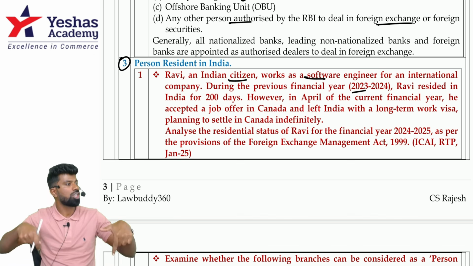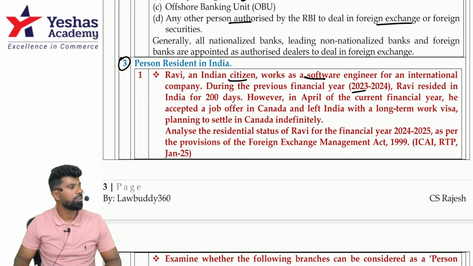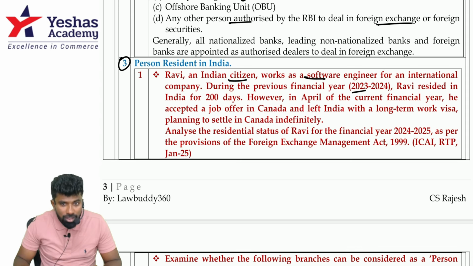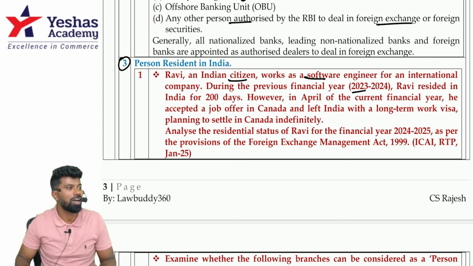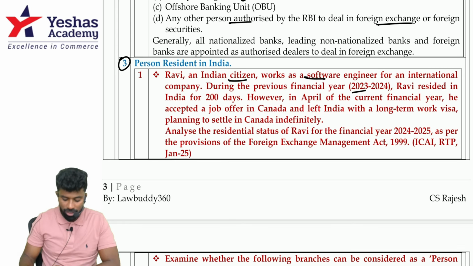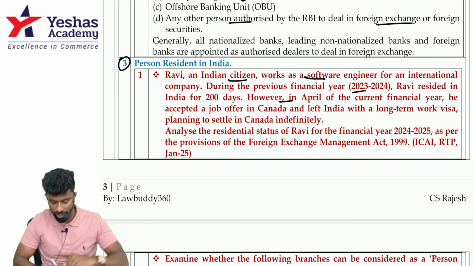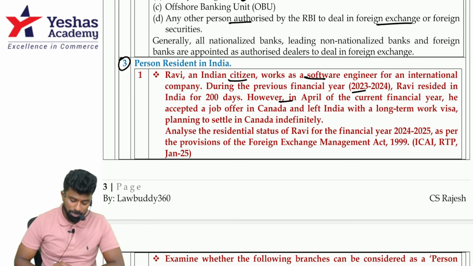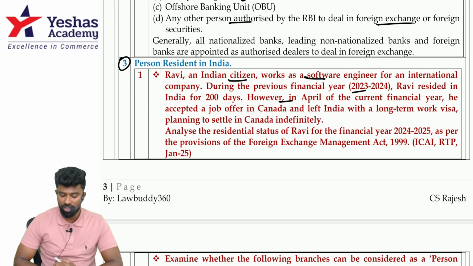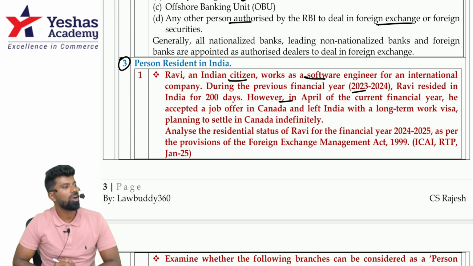Yes. So which financial year are we in now? 25, 26. What is the current financial year? 25, 26. Correct, right? However, in April of the financial year 24, 25, he accepted a job offer in Canada and left India with a long-term work visa. Is he called a resident of India in the year 24, 25? Is he a resident of India?